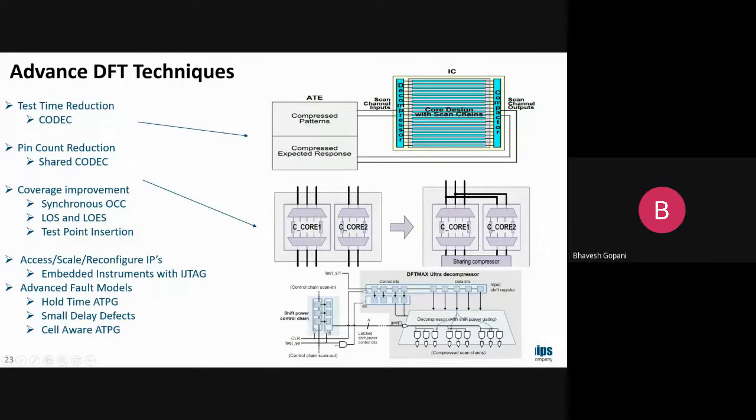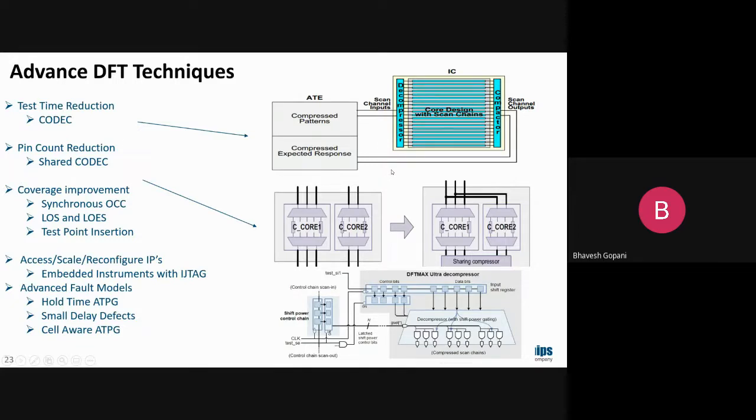Why do we need compression? Let's say in my chip I have 1 lakh flops, 100k flops, and I have only one IO at top level. Only 2 pins are available for DFT, so one is scan in and one is scan out. So I need to stitch all the flops in the design into one chain.